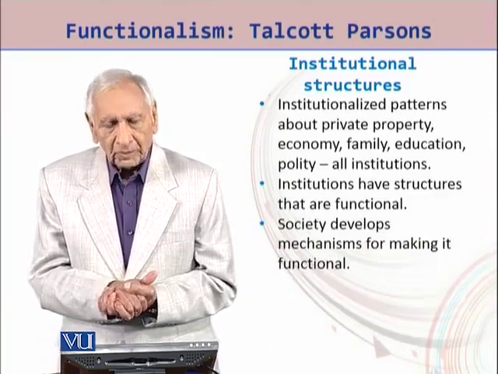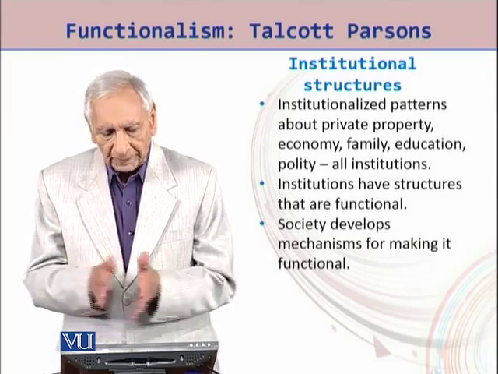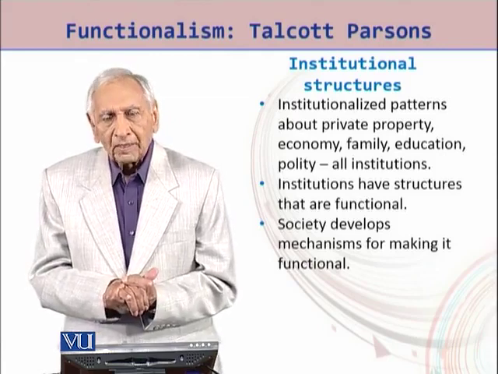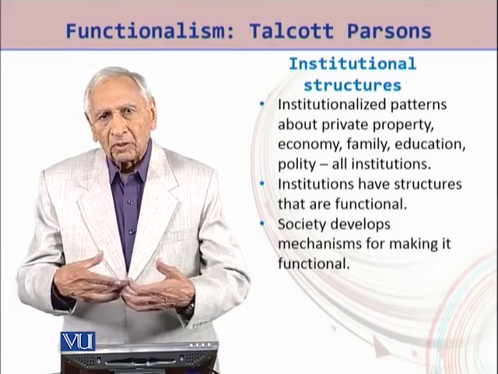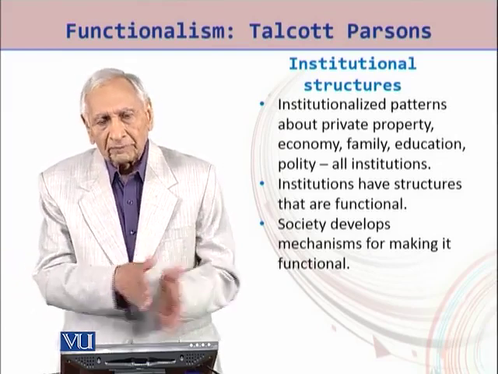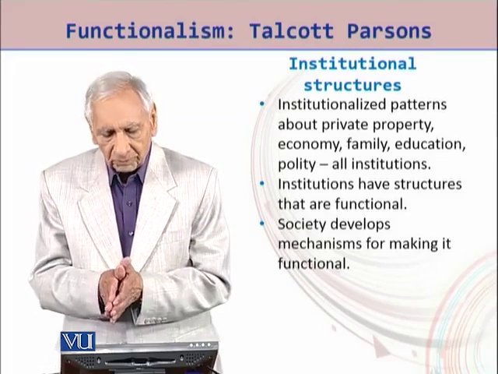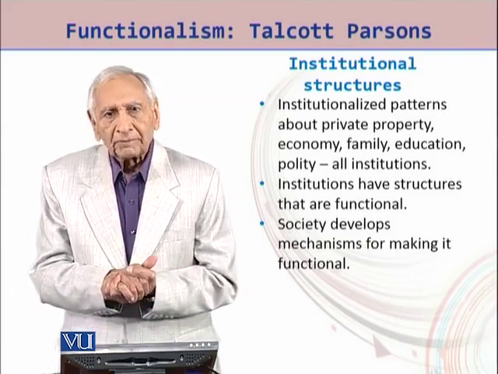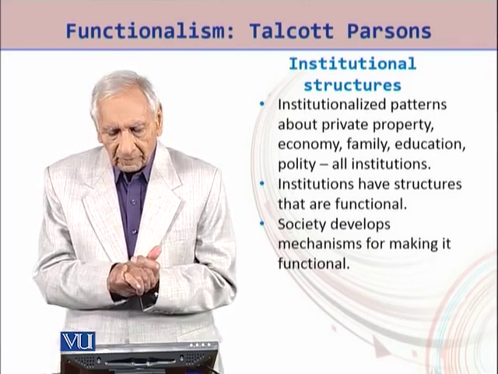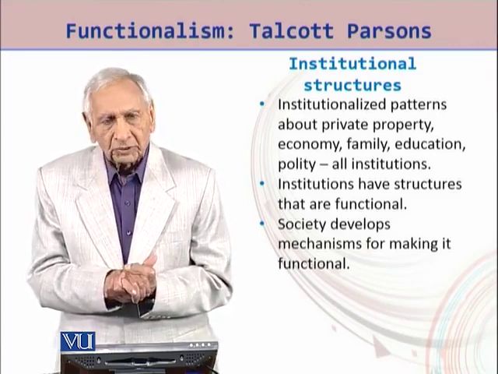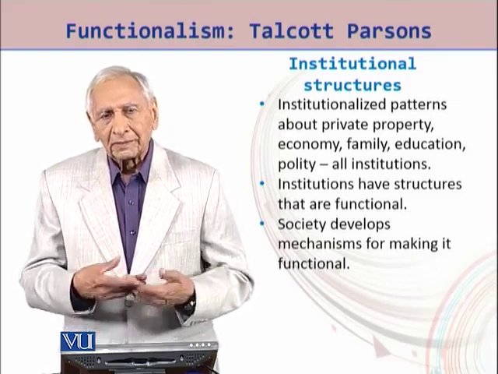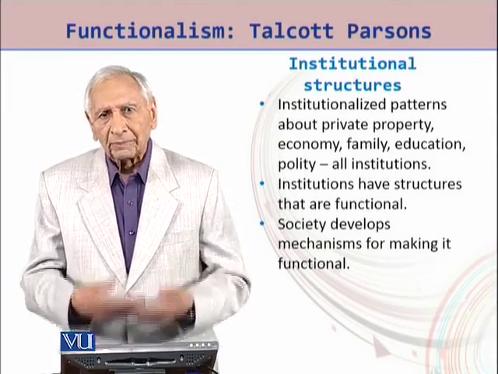So there are institutionalized patterns about different areas of human beings. That area could be property, the economy, the family, education, the polity. And when we see an interrelated set of norms pertaining to these areas of human activity, we call them different institutions. So family is an institution, education is an institution, economy is an institution, and all these institutions have structures, and these structures are functional. Therefore, it can be said that society develops mechanisms for making it functional, and these mechanisms are in the form of institutions, and people work under the guidance of these institutions which have been developed by the society.